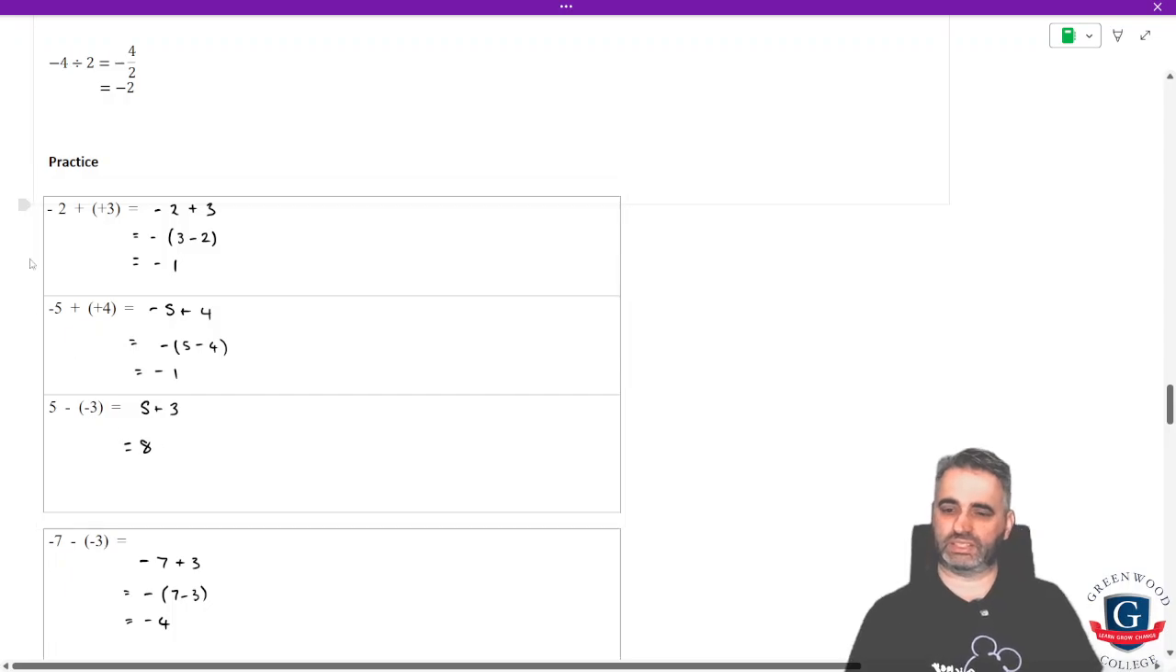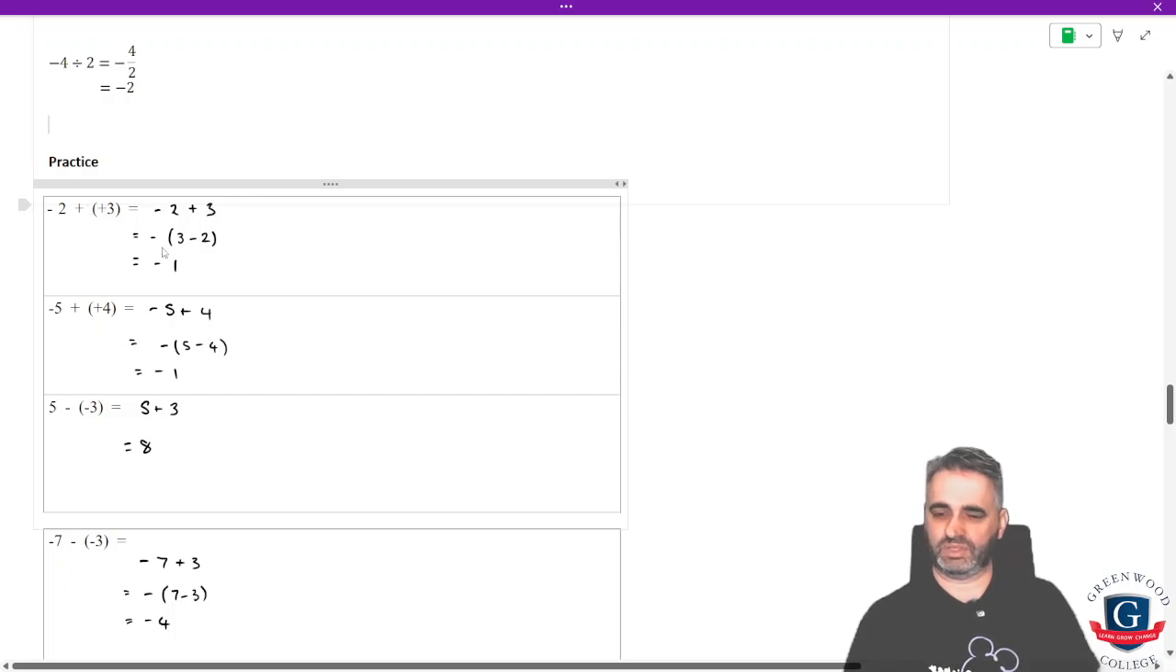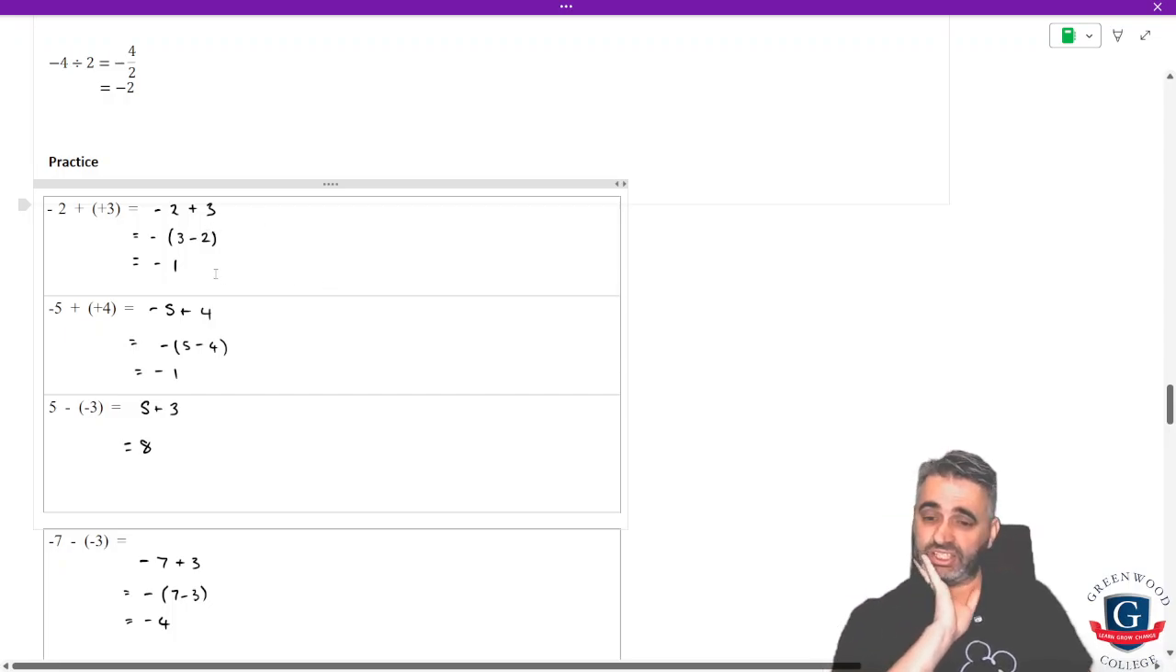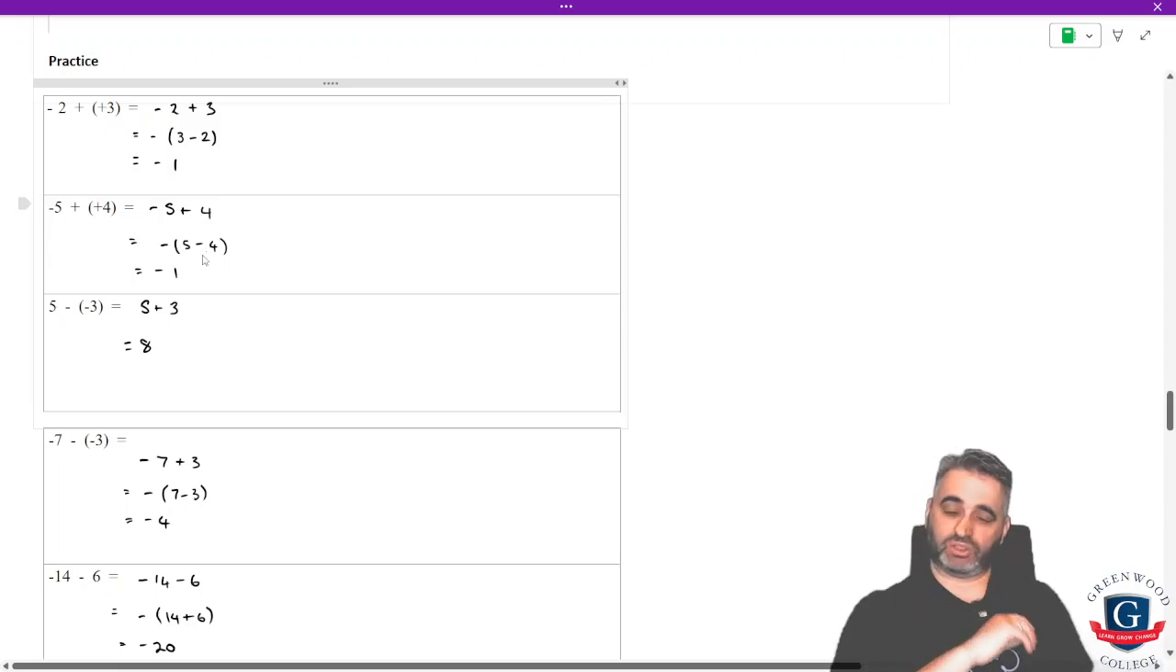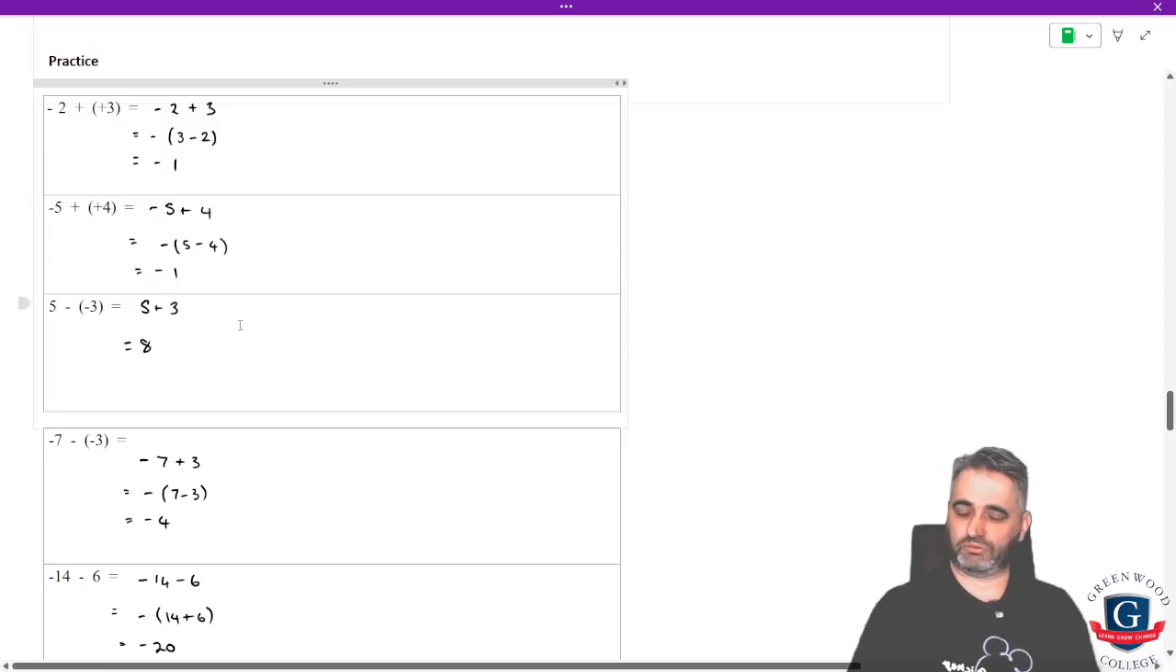So let's do some practice. Negative 2 plus 3, plus plus is plus. We'll change the sign, we'll change the order, put the 3 first and the negative 2 second, and then we realize we have to subtract, and the answer is going to be negative 1. Negative 5 plus plus 4, that becomes negative 5 plus 4. Now that we have a plus here, we can change the order, and that will become 4 take 5. The first number is smaller than the second, so it's worth taking the negative sign out the front and changing the order. So that becomes negative 5 take 4, which becomes negative 1.